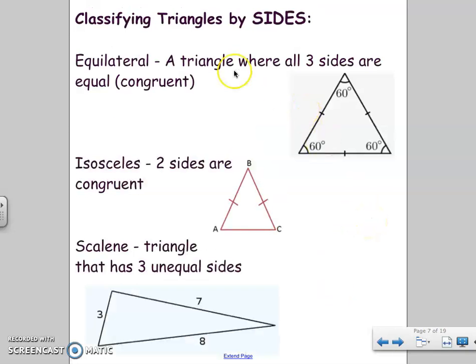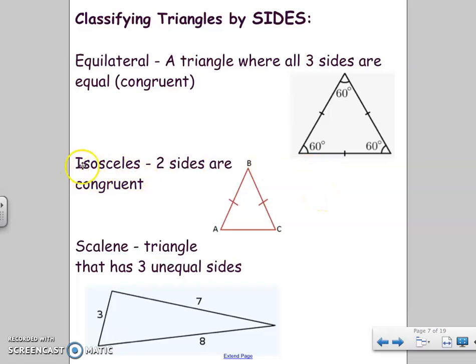And then if we move on, we can also name them by their sides. So equilateral comes from equi, meaning equal, and then lateral, meaning sides. So an equilateral triangle is a triangle where all three sides are the same. So they'll give you these little tick marks to represent that they are congruent. And notice it's also going to be equiangular. Okay, so equilateral and equiangular mean the same thing, except one deals with sides, one deals with angles.